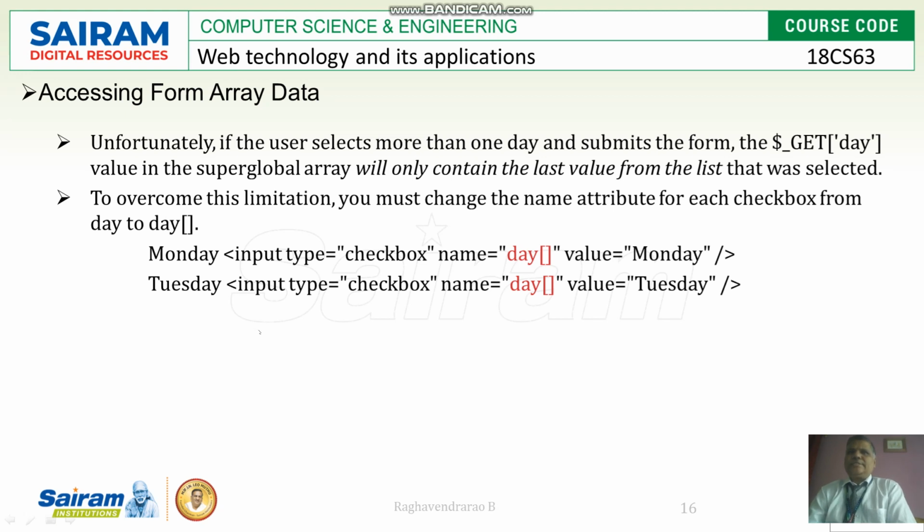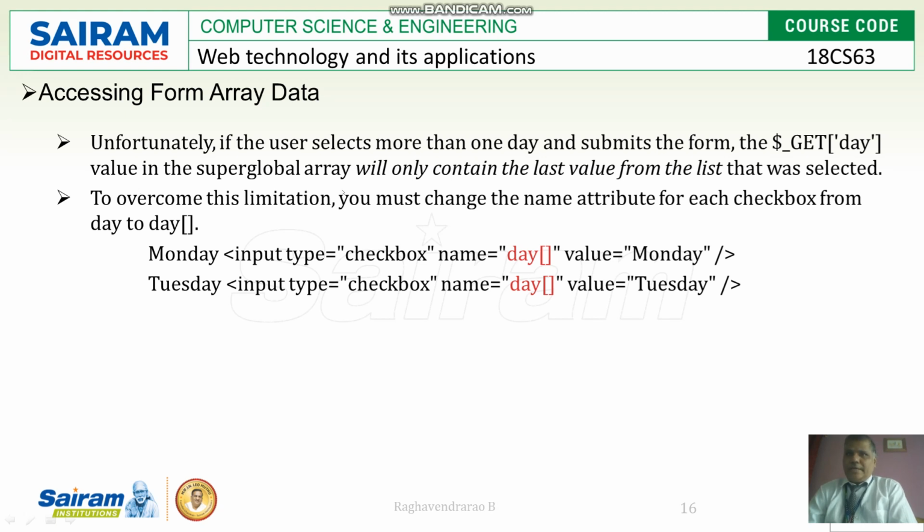So how do you access array data? For array data, already in the form that data is going to be present here. Unfortunately, if you use selectors with more than one value, for example the days, then $days is an array. When the form is submitted, $_GET['day'] is accessed individually.